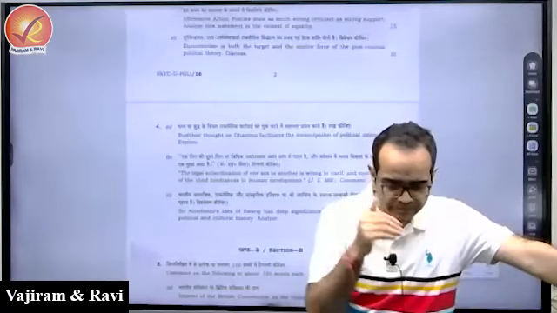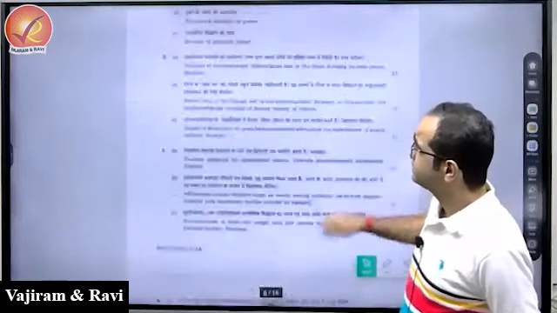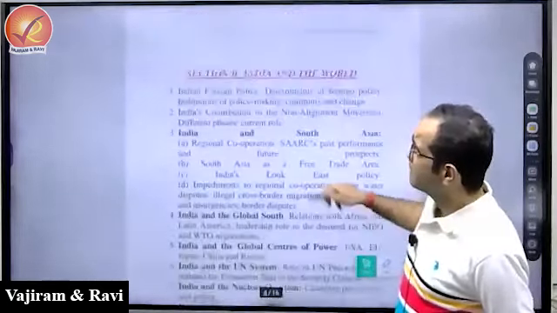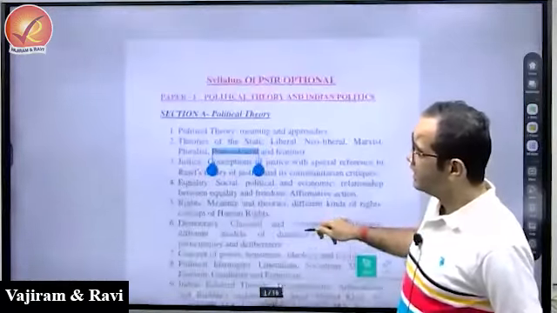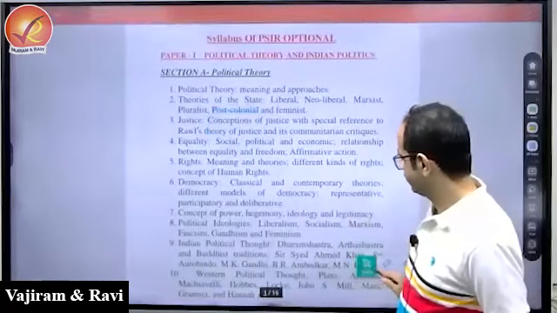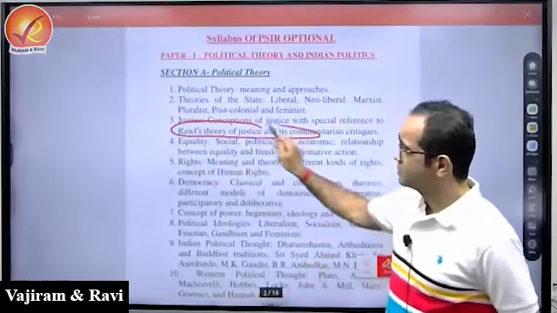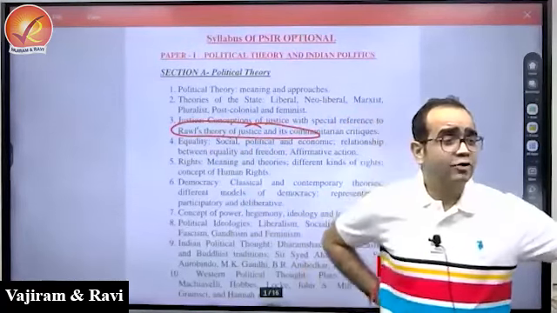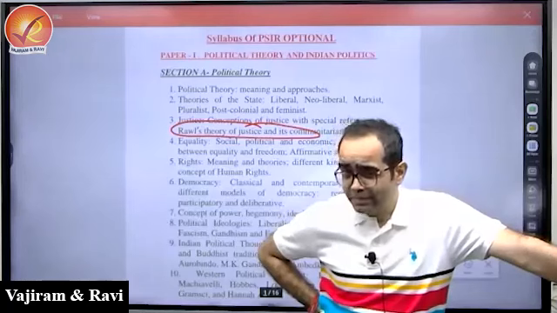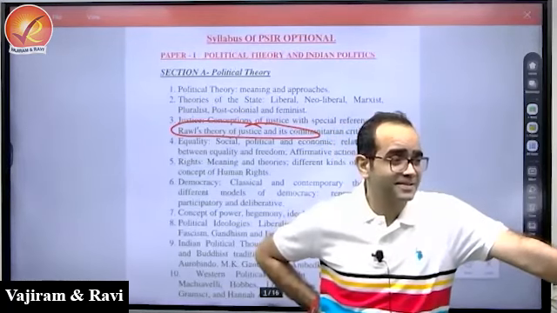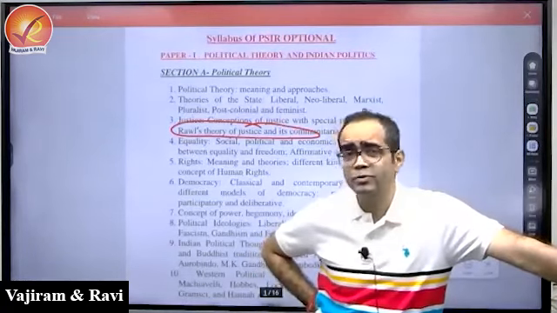And come to the syllabus paper, paper 1 section A, topic number 3. Can you see there is a topic called Rawls' theory of justice? And on Rawls' theory of justice, you will find a question in the ethics paper has been asked. Obviously, your understanding of this paper is going to help you immensely.